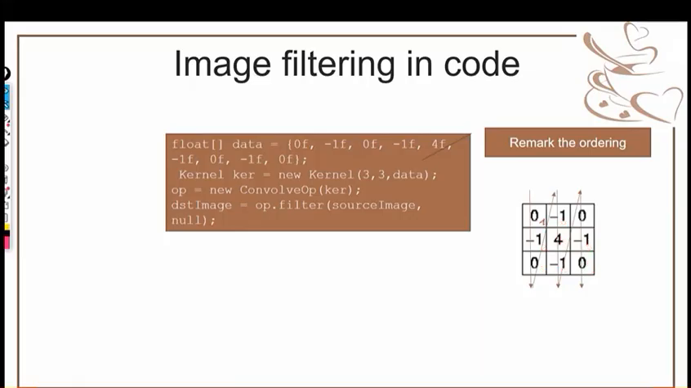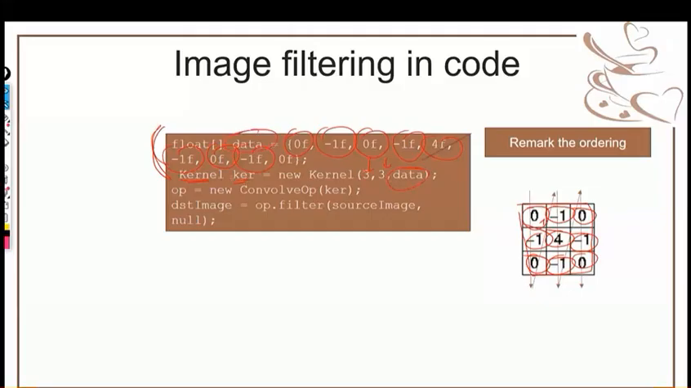Now you can see the first element here will be 0, so we have 0f, and we have -1. We have 0, then -1, then 4, then -1, then 0, -1, and then again 0. Now what we did is create just an array of floats. Now we have to convert this array of floats to a kernel. So we have to create a new kernel, a 3 by 3 kernel, and you are applying this kernel to the array that you already created.